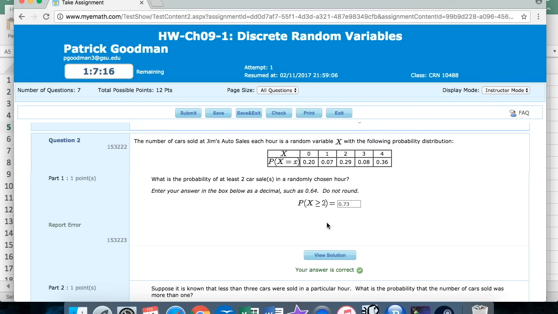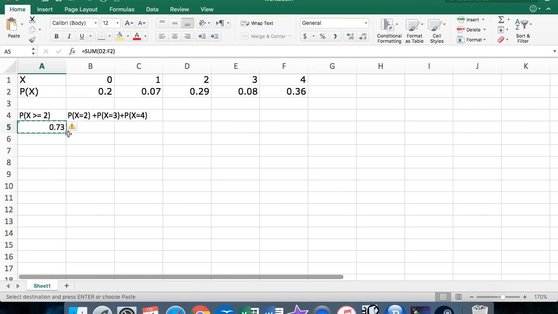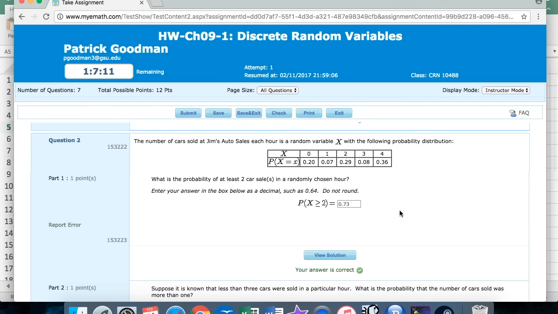So I would just paste it in there, and you can see that 0.73 is correct. That's exactly what we got. Alright, so that's the first part of this problem, so let's keep going on.